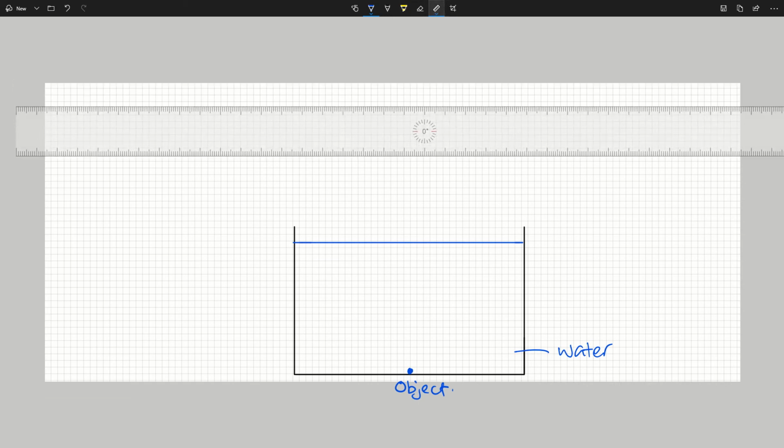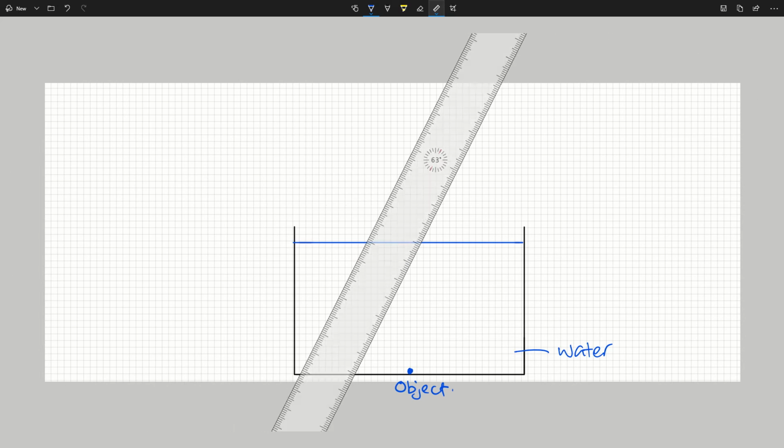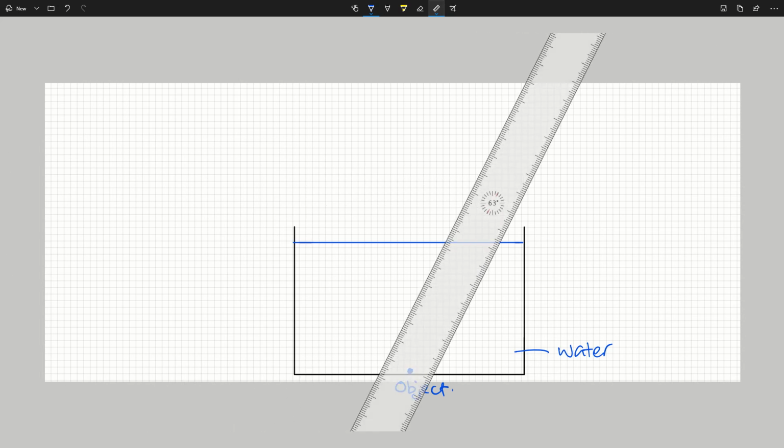Now note that the diagrams drawn in this illustration are not drawn to scale. But for illustration purposes, I'll try to draw them as close to accuracy as I can.